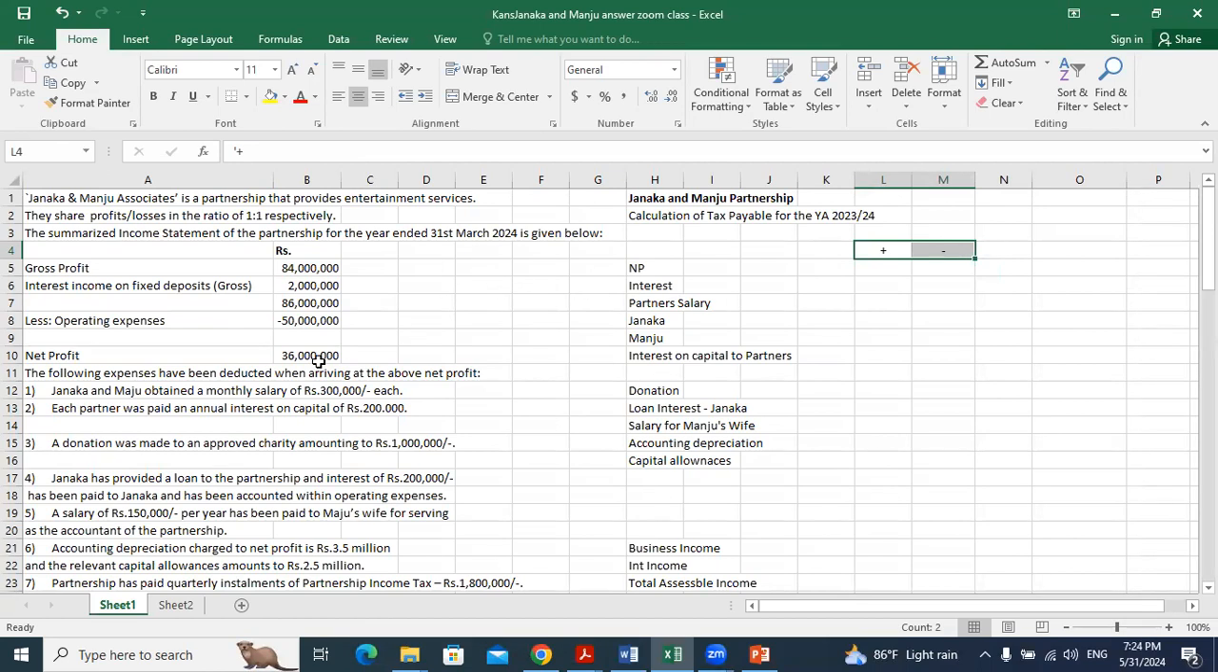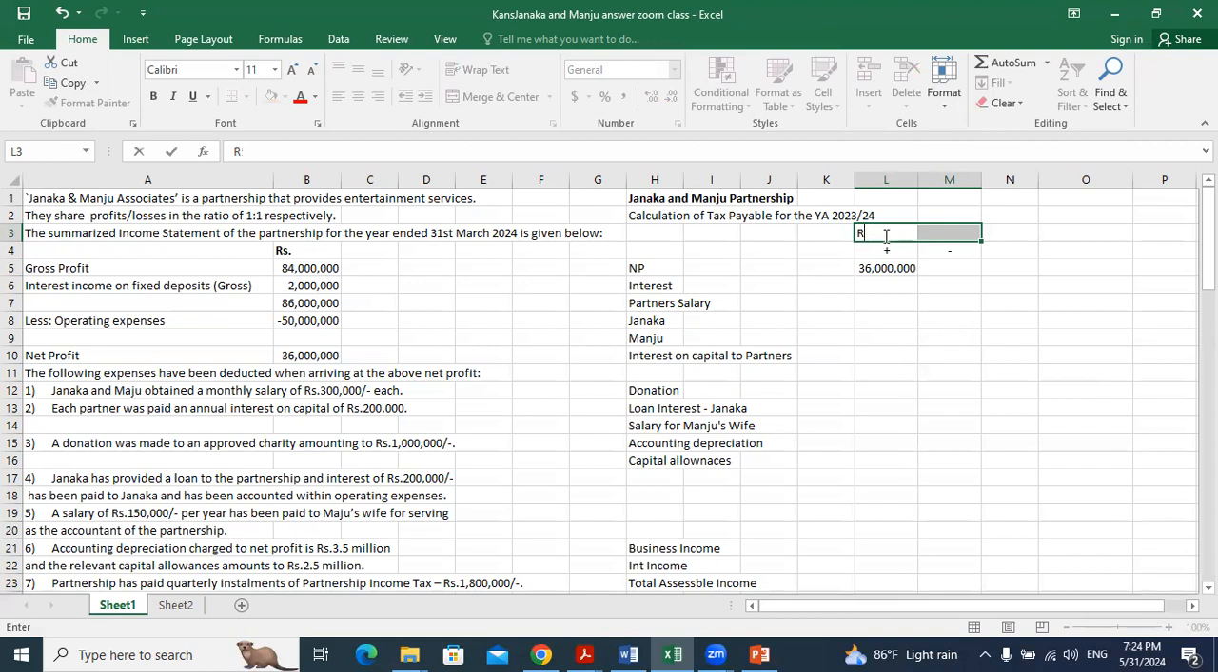So we have a net profit of 36 million. So we'll write in this column 36 million. All these are in rupees. Thereafter, we identify this interest. It is there within this net profit, 2 million. Therefore, we have to eliminate that interest. That is a separate source.